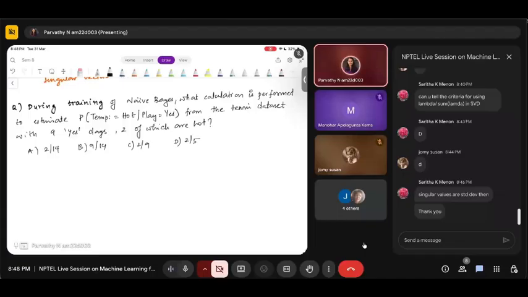During training of naive Bayes, what calculation is performed to estimate P of temperature equal to hot, given play equal to yes, from the training data set with 9 yes days, where two of those yes days are hot? So what is this probability of temperature equal to hot given play equal to yes?